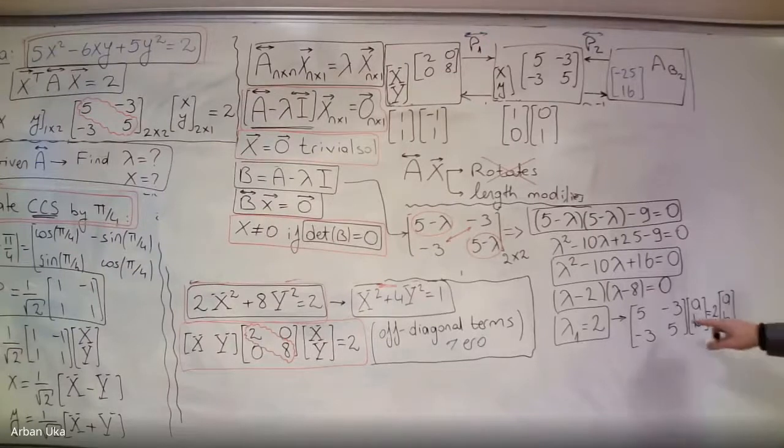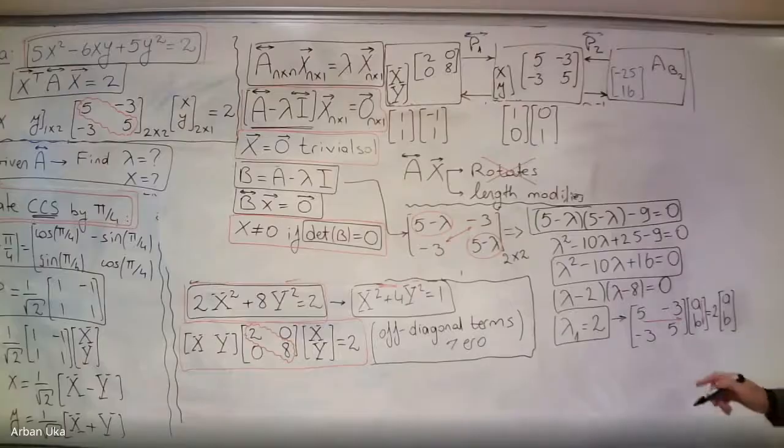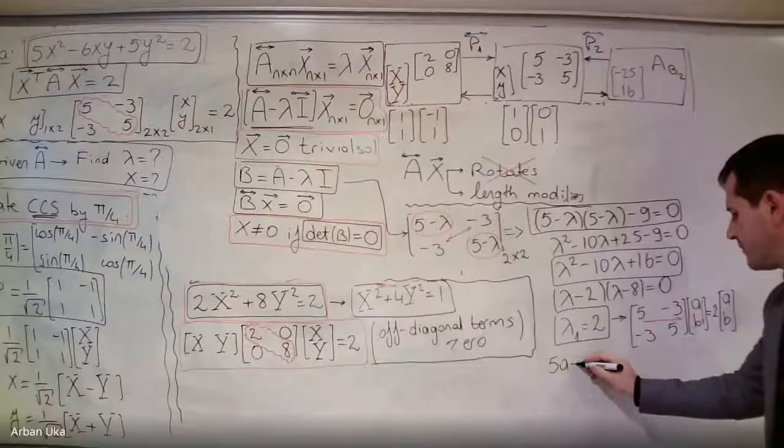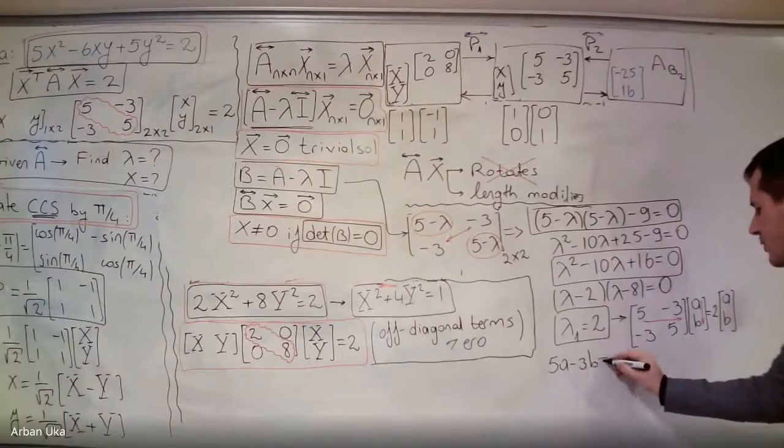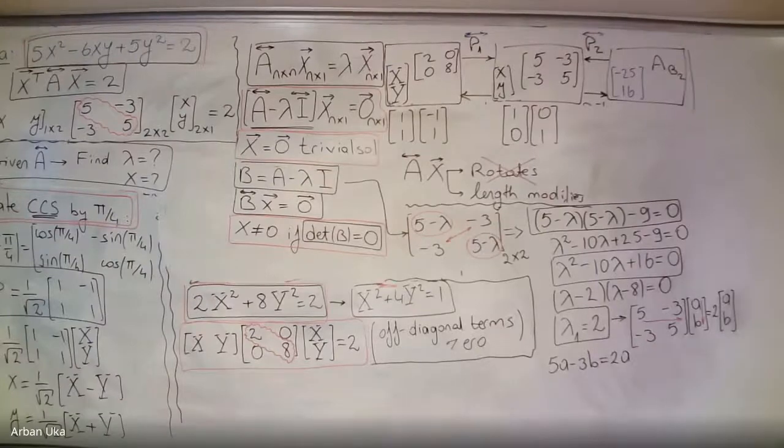So here we have this system of equations. The unknowns are a and b. What do we get for the first equation? Can somebody write this for me or tell me what I should write? 5a minus 3b is equal to 2a. What is the other equation? Minus 3a plus 5b is equal to 2b.